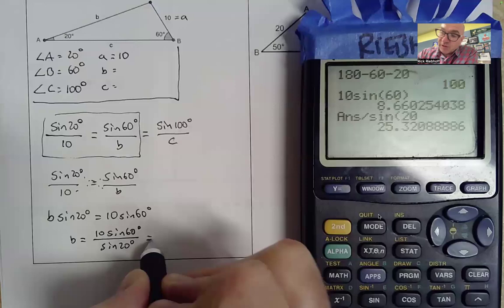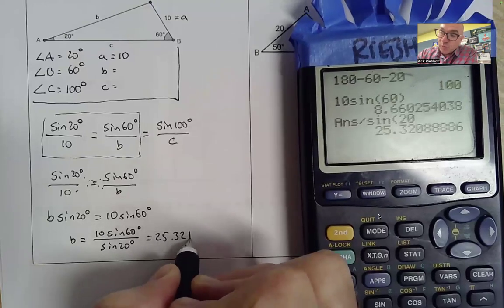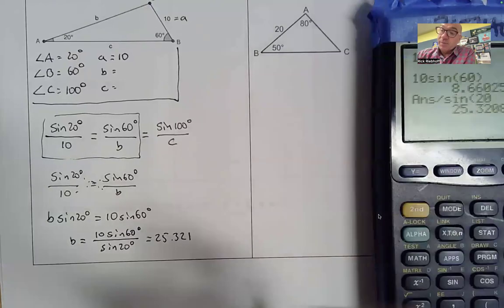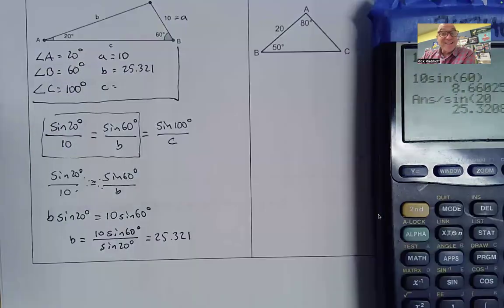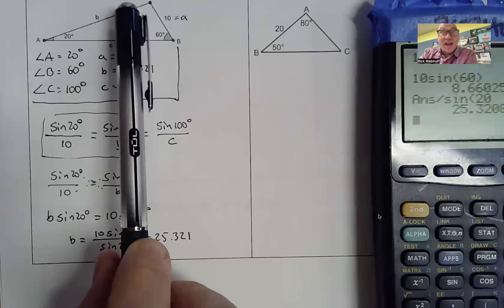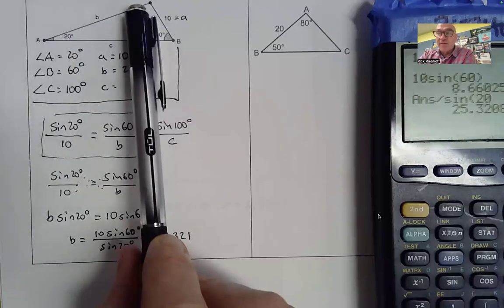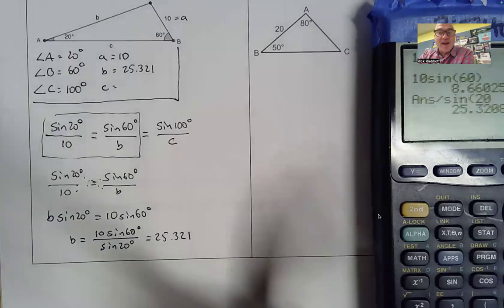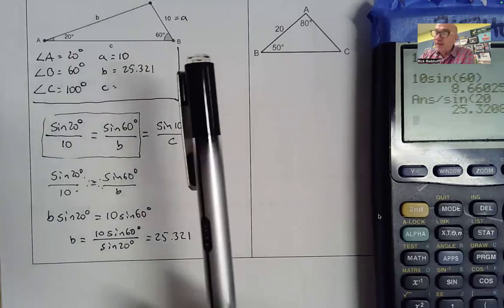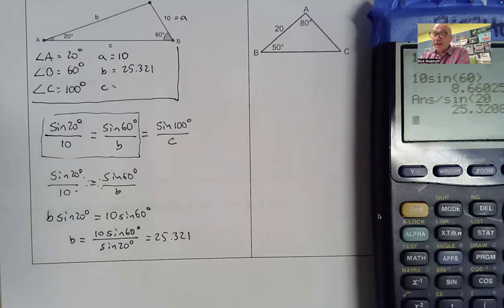B equals 25.321. There we go. I'm going to put it up here, 25.321. I cannot use Pythagorean here. Why not? Because this is not a 90-degree angle, right? This is not a right triangle. Right triangle only for Pythagorean and for SOHCAHTOA, right? So we can't use those. So what can I do?